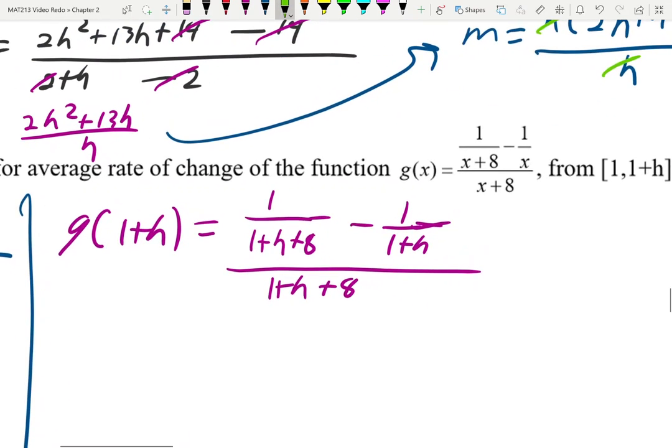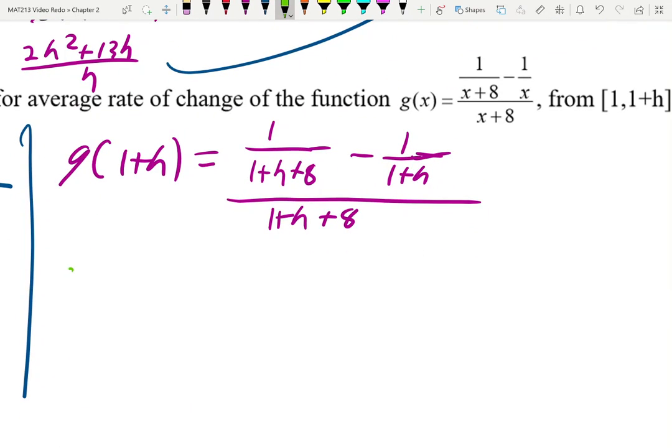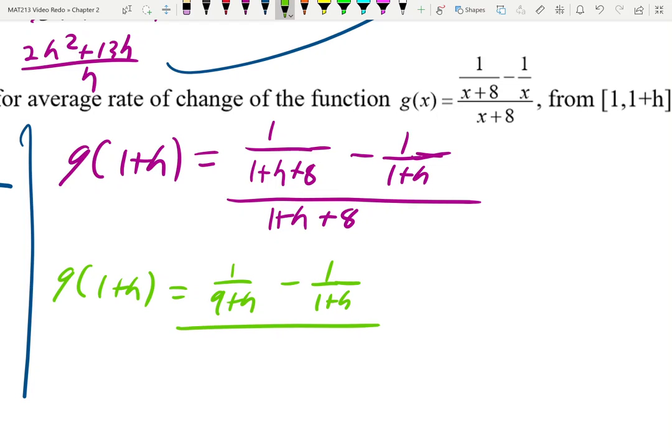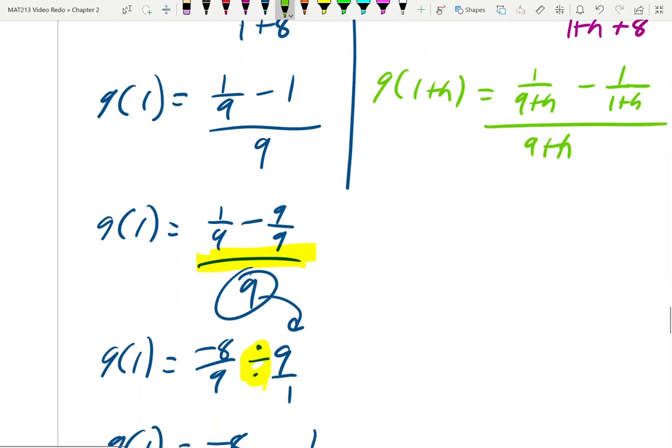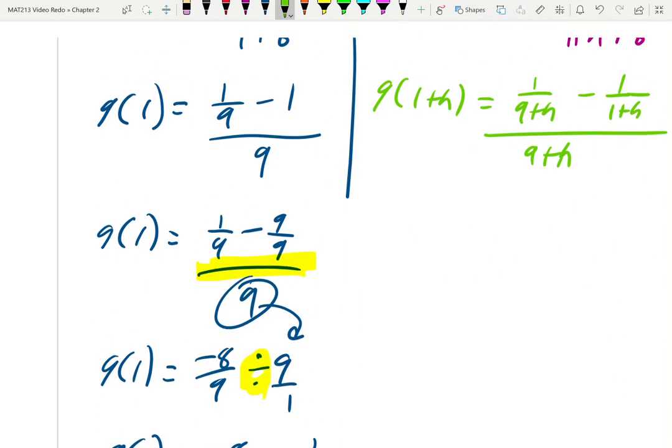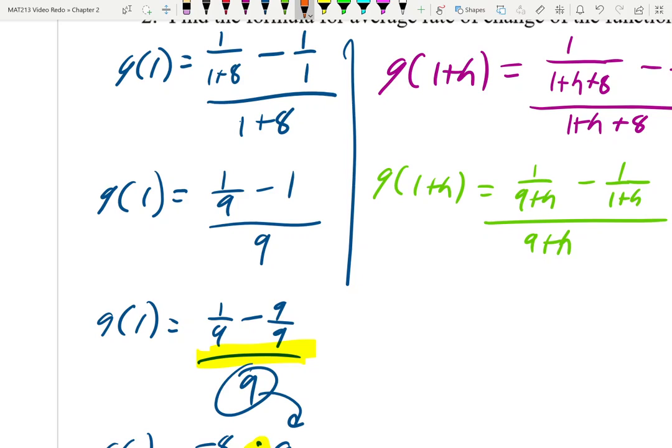So let's combine, get this to look a little cleaner. The first fraction in the numerator would be 1 over 9 plus h minus 1 over 1 plus h, over, we'll make that another 9 plus h. All right, now what? How do we work with fractions? Well, remember in this last problem, there are lots of techniques. So if this is not what you did in algebra and you've got another way of doing it, as long as it works, I'm happy. You don't have to do it my way.